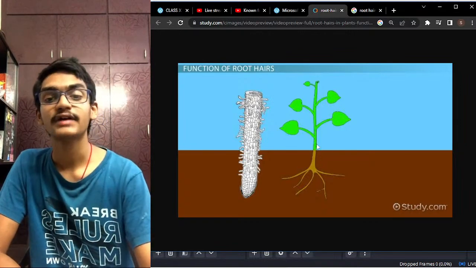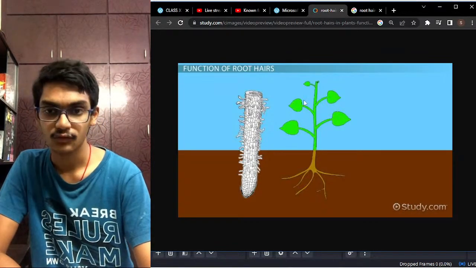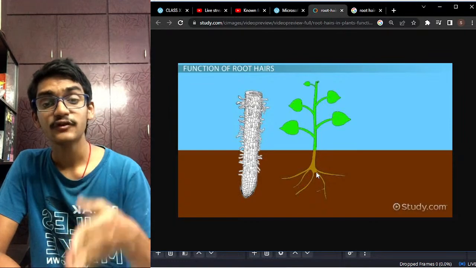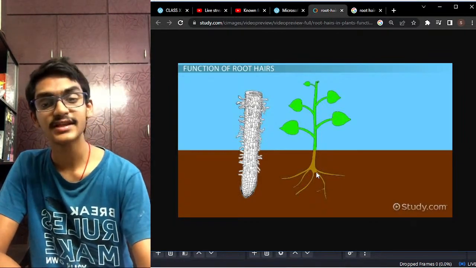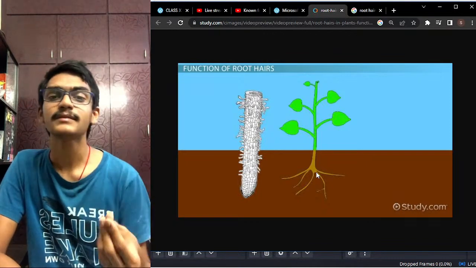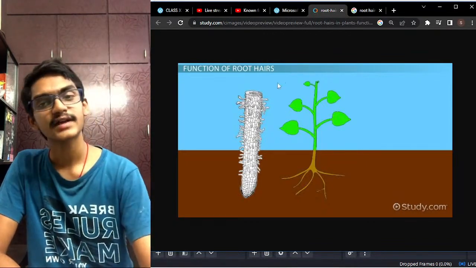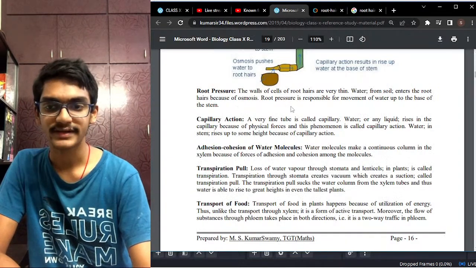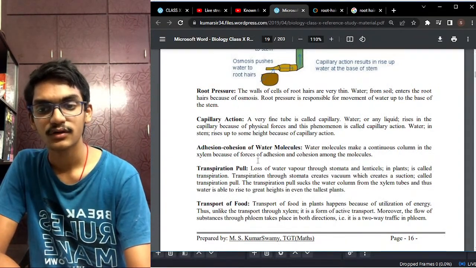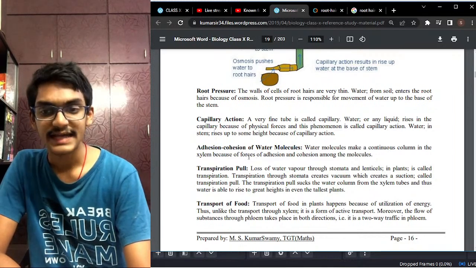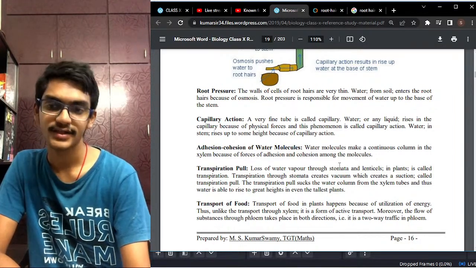With the help of that, it will transport water to all the parts of the plant. The xylem will form continuous channels with the help of the tracheids and vessels. They form a kind of tubes, and with their help it will transport all the products. The water molecules make a continuous column in the xylem because of the adhesive and cohesive forces.